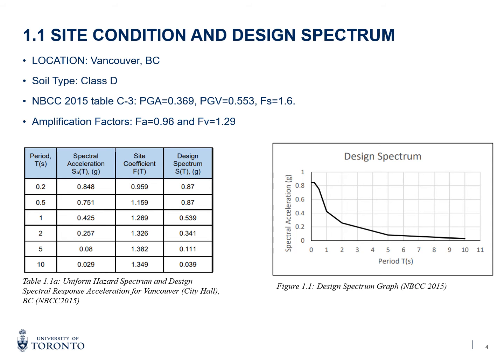The soil condition at the site is classified as Type D, as per NBCC 2015. The peak ground acceleration and peak ground velocity are shown on the slides. The application factors are calculated accordingly. The table and the graph on the slides show the design spectrum.